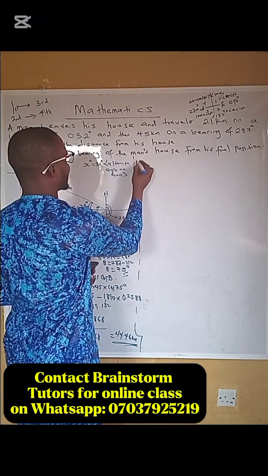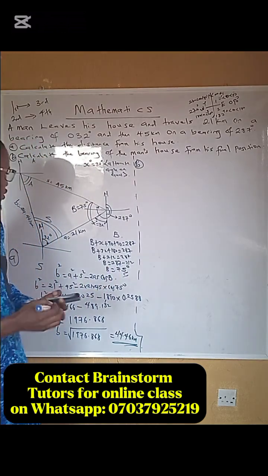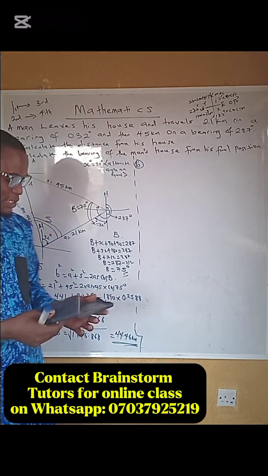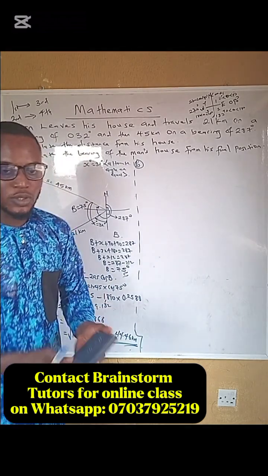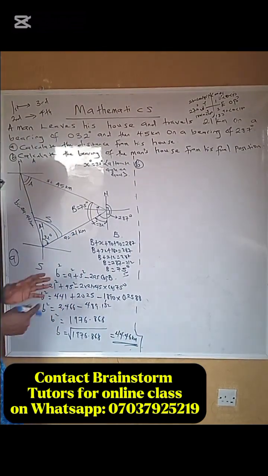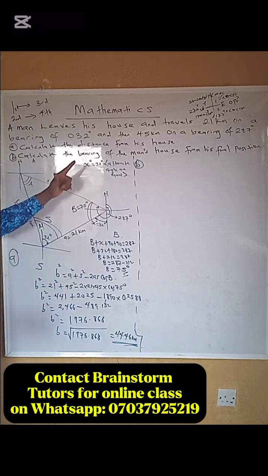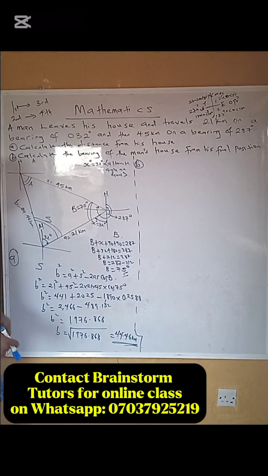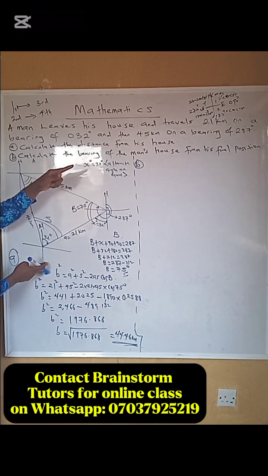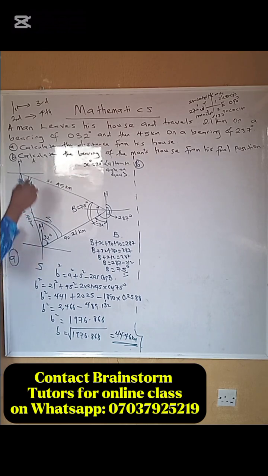So the second part that they asked us to solve for, they asked us to look for the what? They have to now look for the bearing of the man's house from his final position. Now, this is where many students usually get confused. Calculate the bearing of the man's house from his final position. So remember, this is where the man is. This is the final position of the man. This is where he started from. The bearing begins from the final position. We now want to look for the angular turn from the final position to his starting point.